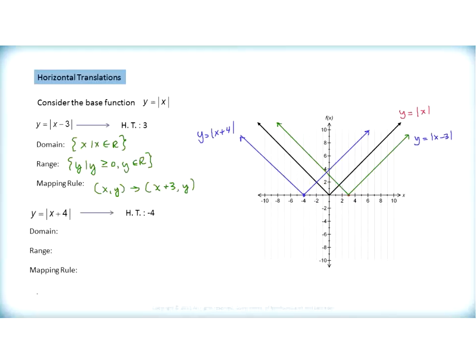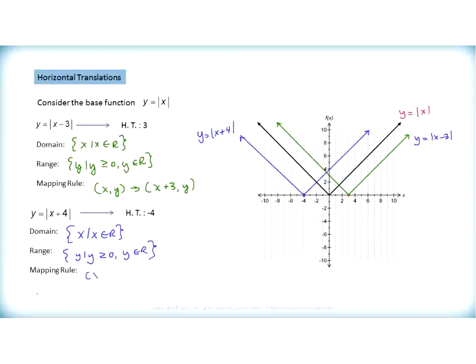In the same way, we can easily find the domain, the range, and the mapping rule again. The domain, again, is the values of x that you can find points on the graph. Again, that will not change. It's simply going to be x such that x is a member of the real numbers. I can find points on this graph for all possible values of x. And the range, again, no change here, is simply going to be y such that y is greater than or equal to 0, where y is a member of the real numbers.